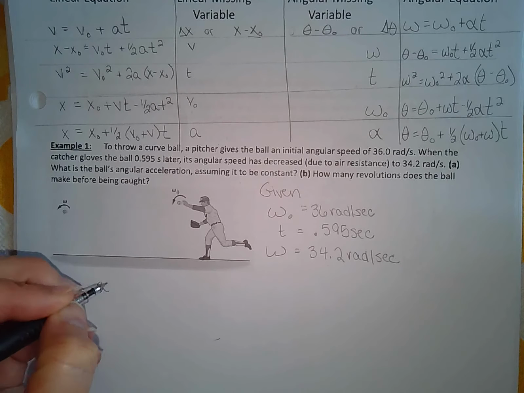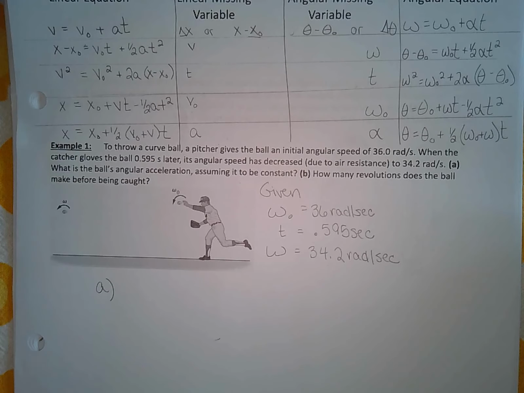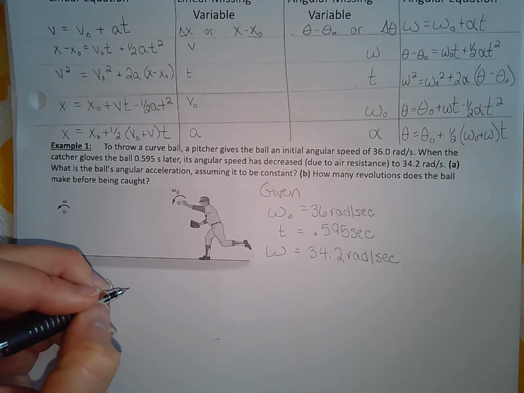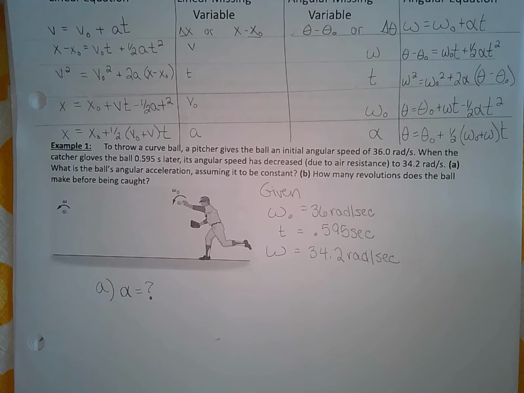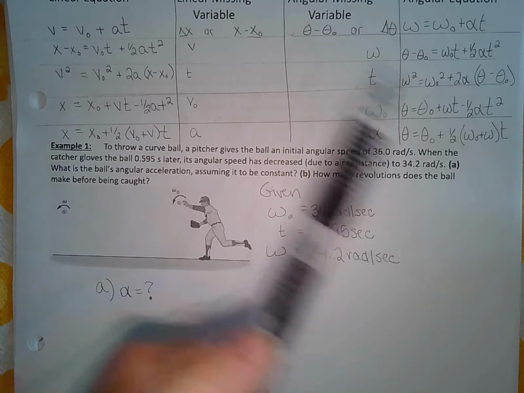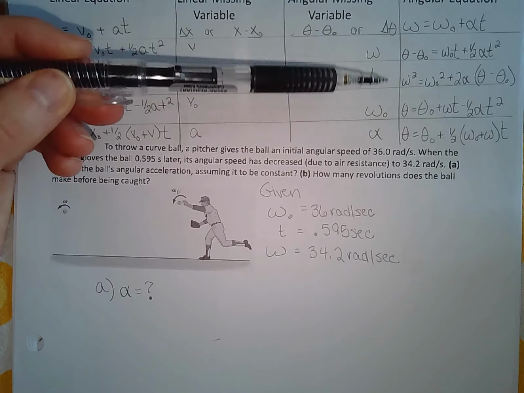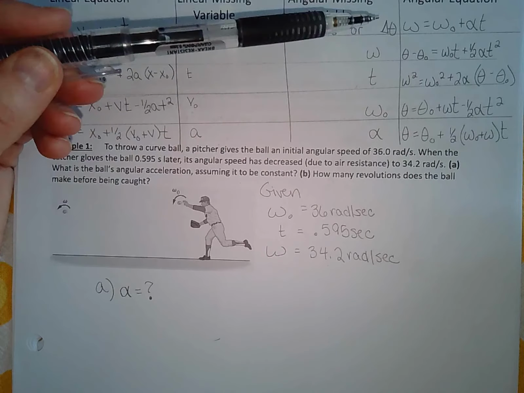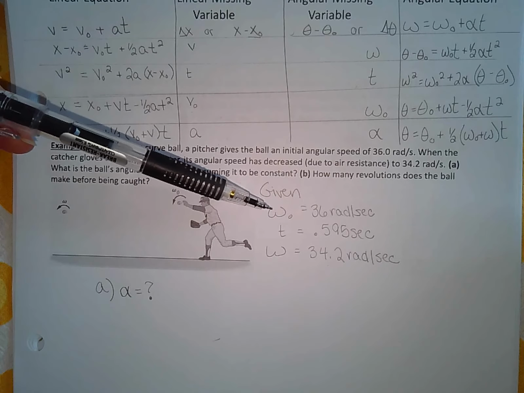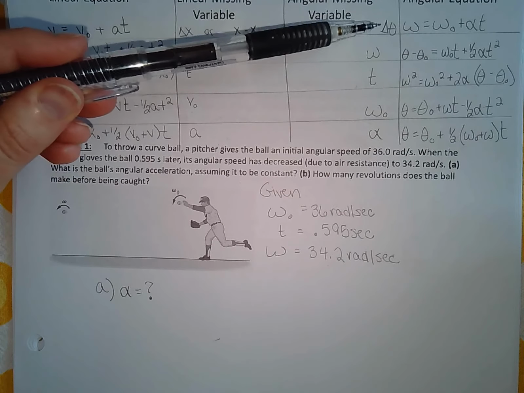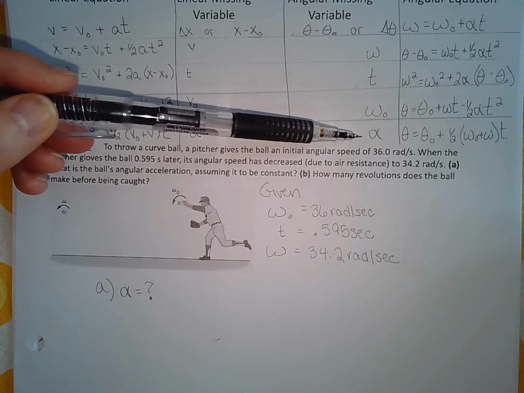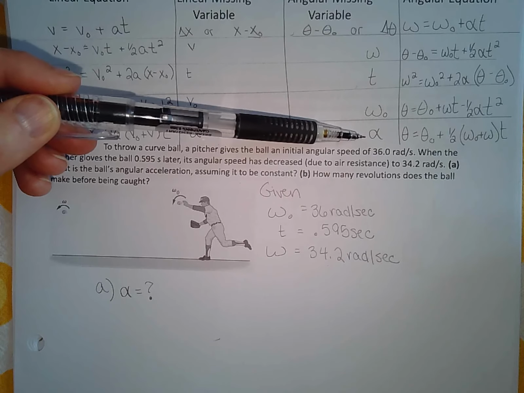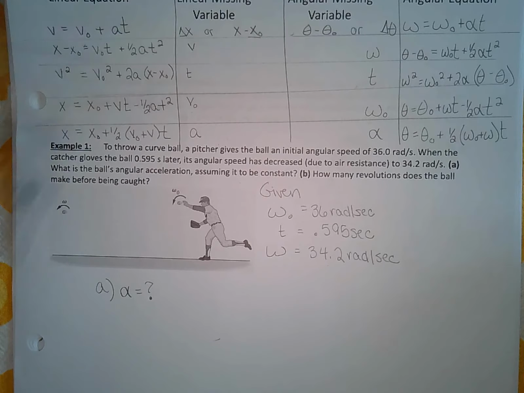Now let's move to part A. Part A says, what is the ball's angular acceleration, assuming that it's constant? Well, it's constant because that's what the title of the lesson is today. So guys, I have all these beautiful formulas up here that we're going to pay attention to. They're talking about rotational stuff. What don't I have? I don't have change in theta. I have this, I have this, I have this. I need this, so I better not use this formula. So let's use this one up here.